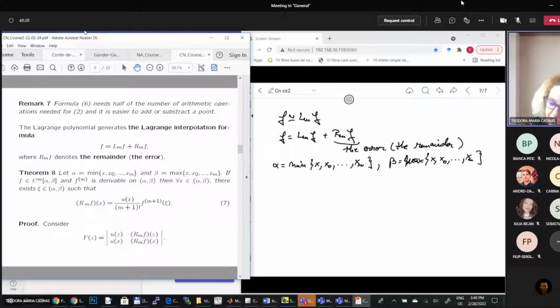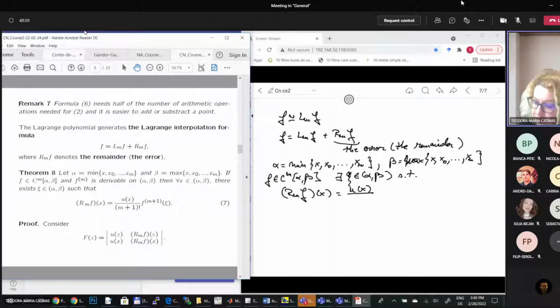If f is of class C^(n+1) on [alpha, beta], derivable, then there exists a point xi in the interval (alpha, beta) such that the error R_n f of x is u of x over factorial of n plus 1 multiplied with the derivative of order n plus 1 at the point xi. This is the expression of the error of approximating f by the polynomial L_n f.